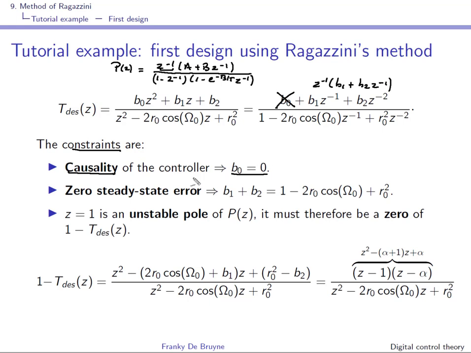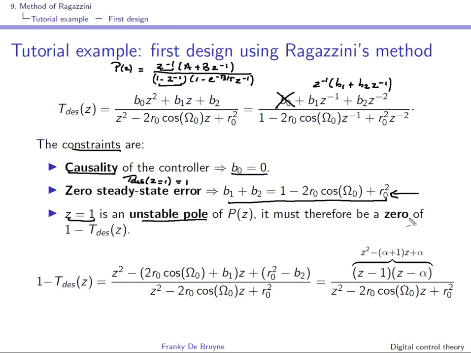We need a zero steady state error, so it means that T desired evaluated in z equal to 1 is equal to 1, and since b0 is equal to 0, this imposes the following relation, right? So this thing here with z evaluated in 1 is equal to 1, so this is equivalent to this equation. We see here that z equal to 1 is an unstable pole of the process. You can see it over here.